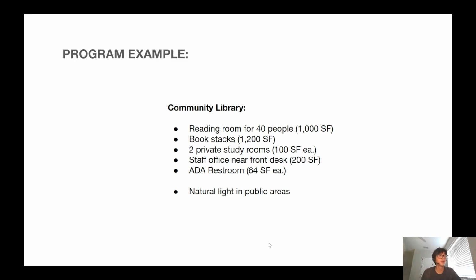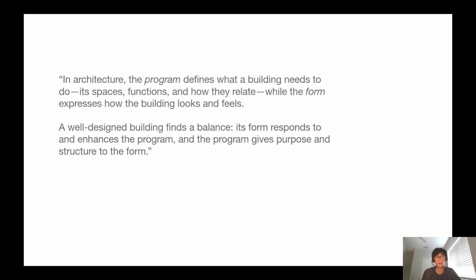So I'm going to introduce a couple graphics that help us understand what a program is and how it can be laid out. But first, I'll start off with a quote. In architecture, the program defines what a building needs to do, its spaces, functions, and how they relate, while the form expresses how the building looks and feels. A well-designed building finds a balance; its form responds to and enhances the program, and the program gives purpose and structure to the form.